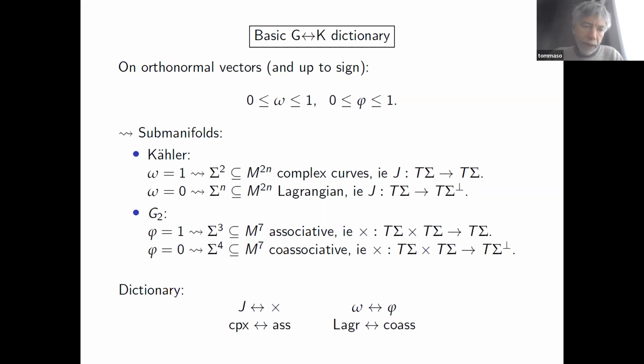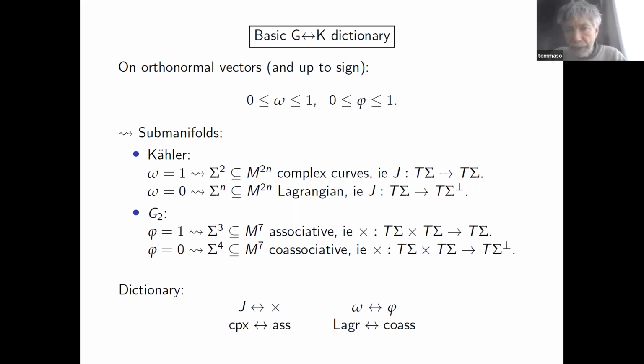Or we can try to minimize omega and take it all the way down to the other side, where omega is equal to 0. These define the Lagrangian submanifolds. And exactly the same thing we can do in the G2 case. We can maximize phi and define associative submanifolds, or we can minimize it and define co-associative.